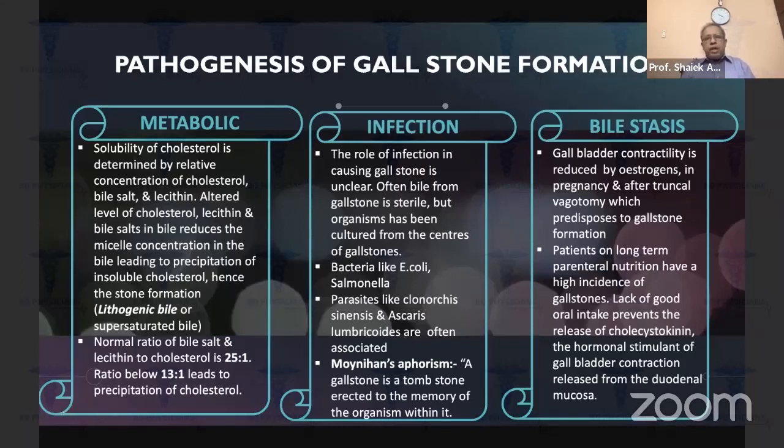Moynihan's aphorism: a gallstone is a tombstone erected to the memory of the organism within it. Bile stasis: gallbladder contractility is reduced by estrogens, so in pregnancy and after truncal vagotomy, which predispose to gallstone formation. Patients on long-term parenteral nutrition have a high incidence of gallstones. Lack of good oral intake prevents the release of cholecystokinin, the hormonal stimulation of gallbladder contraction, released from the duodenal mucosa.